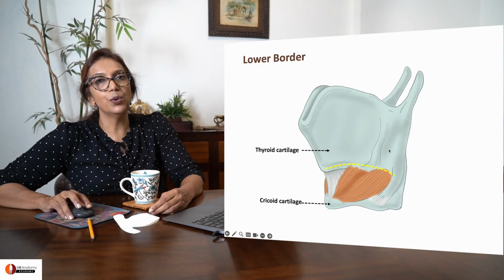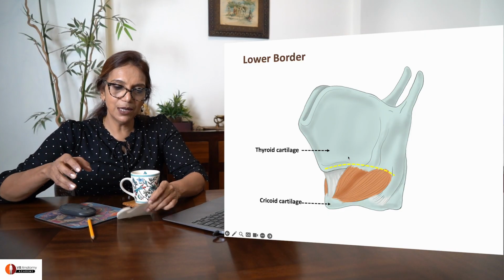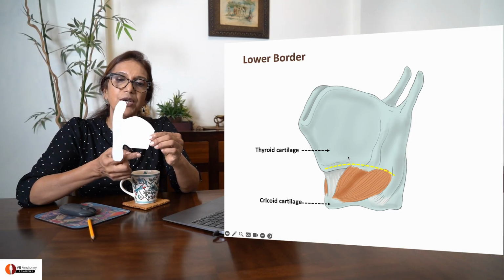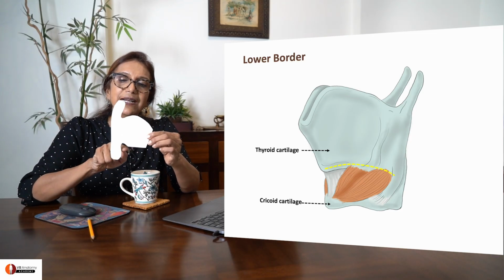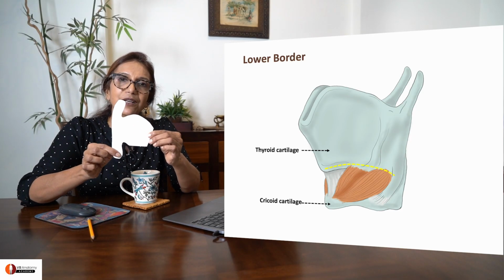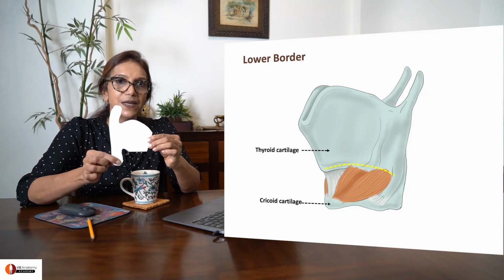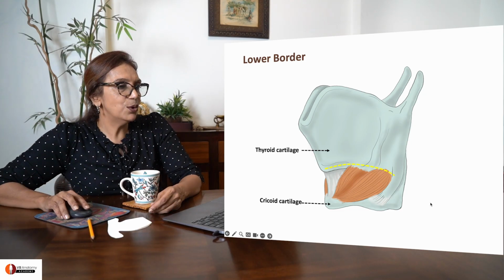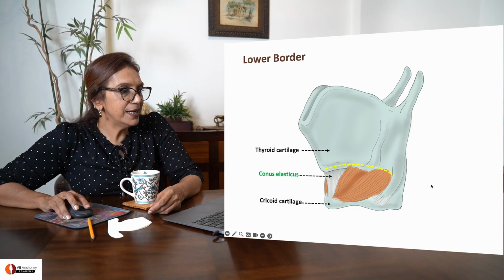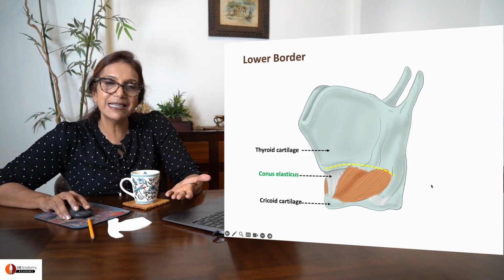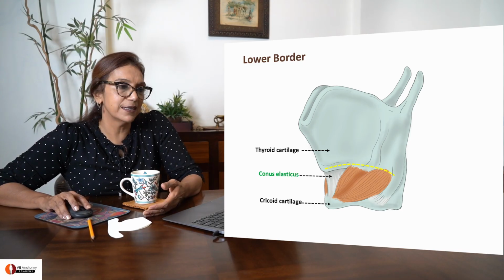Now this is the lower border. As you can see, the lower border is initially quite straight and later on forms this little curve as it continues down to form the inferior horn. This lower border anteriorly gives attachment to the conus elasticus. We've done this ligament earlier.